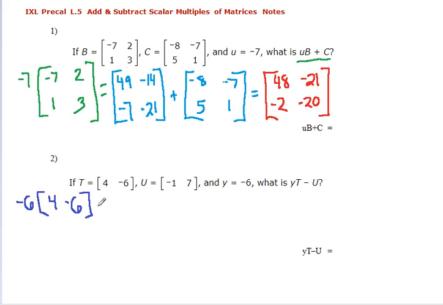And we are going to subtract from that matrix U, which has -1 and a 7 there. So if we do this part first, -6 times 4 gives us a negative 24. -6 times -6 gives us a positive 36, right?